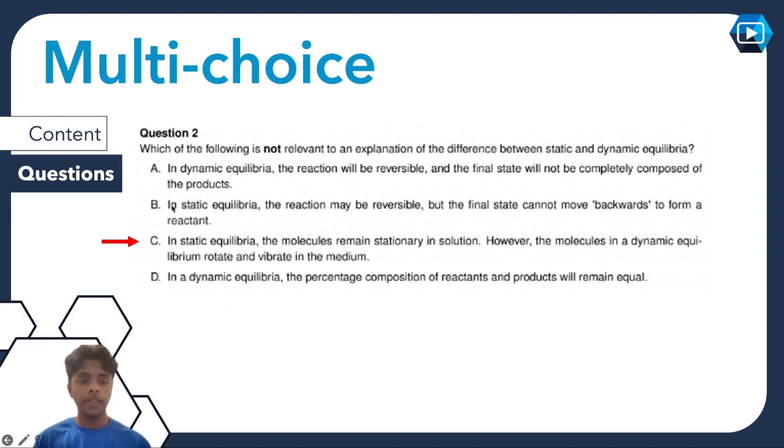Option number B now. In static equilibria, the reaction may be reversible, but the final state cannot move backwards to form a reactant. This is correct as well. So the reaction may be reversible, but the final state cannot move backwards to form a reactant. That will fit with our definition of static equilibria because they have zero values for forward and reverse reaction rates, even though they are equal. Option D now. In a dynamic equilibria, the percentage composition of reactants and products will remain equal. And this also makes sense because the forward and reverse reaction rates for dynamic equilibria will be constant. So that part also makes sense.